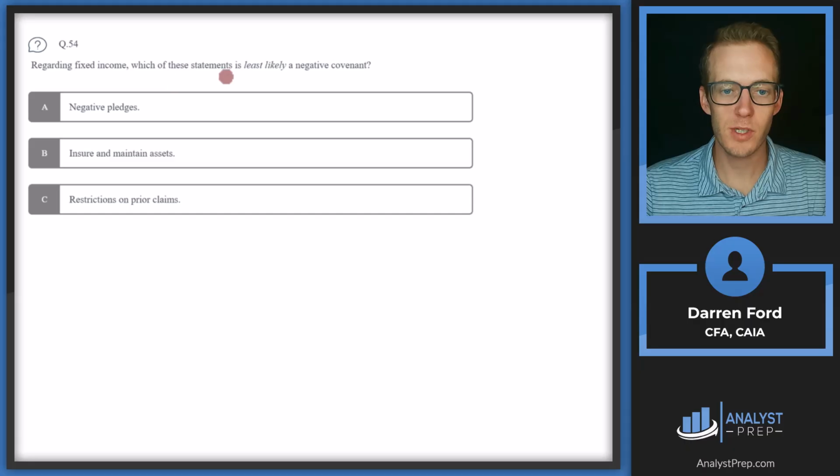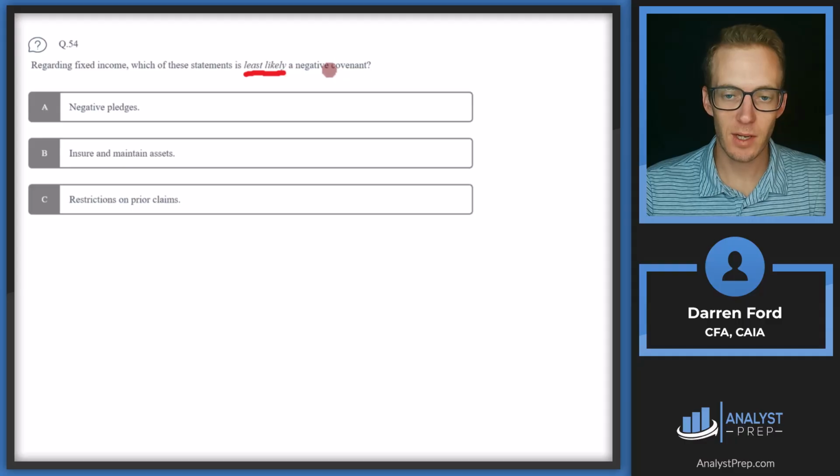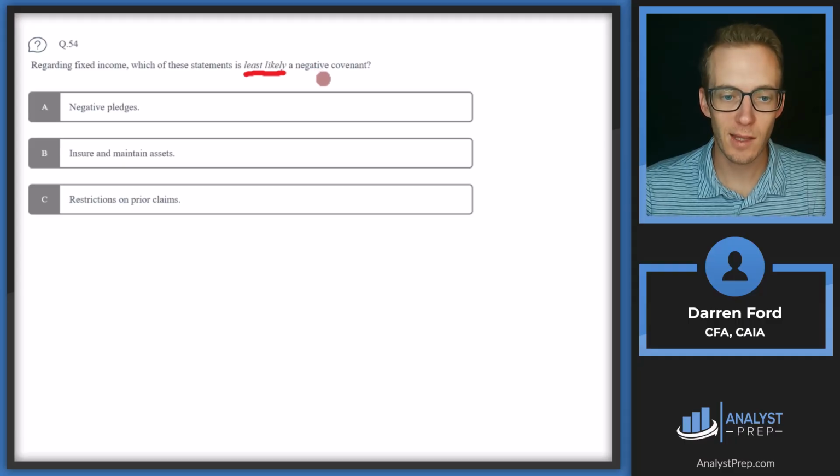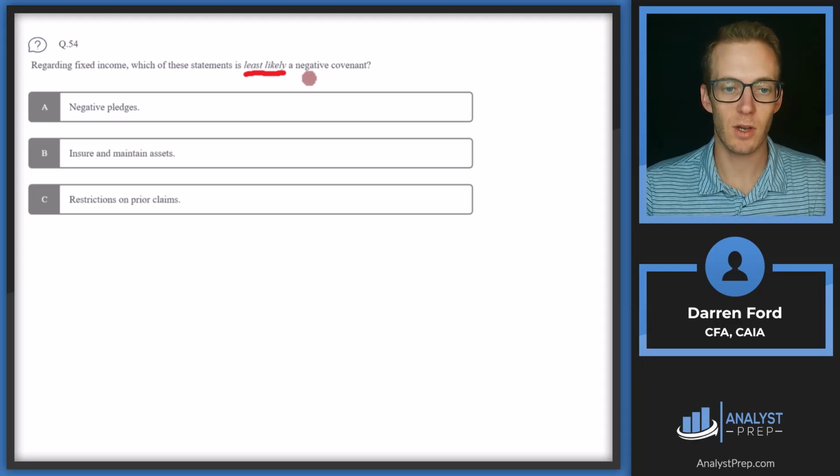Regarding fixed income, which of these statements is least likely a negative covenant? So based on it being least likely a negative covenant, 2 of these are going to be negative covenants and one's going to be positive. As a reminder, a negative covenant is something that we as an issuer are not allowed to do, whereas a positive covenant is something that we must do. So negative is avoid, positive is must do to meet the terms of the bond agreement, essentially.